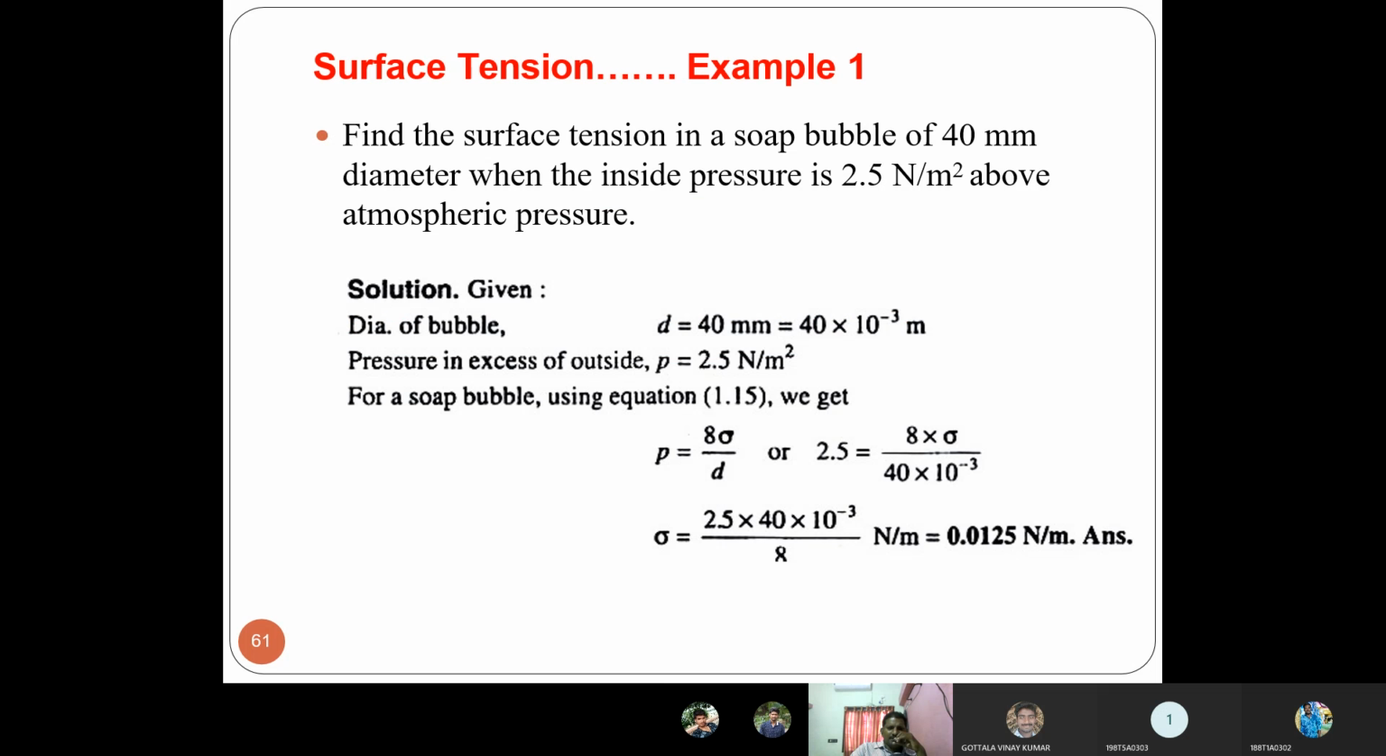So the pressure difference P is equal to 8 sigma by D. In that way, we have to write that expression. If the radius is given, directly use it. If the diameter is given, we can substitute it in P is equal to 8 sigma by D. The P value and diameter are given, so from that expression we can get the surface tension sigma. If you substitute all the values and simplify, we will get 0.0125 Newton per meter. And see one more example.